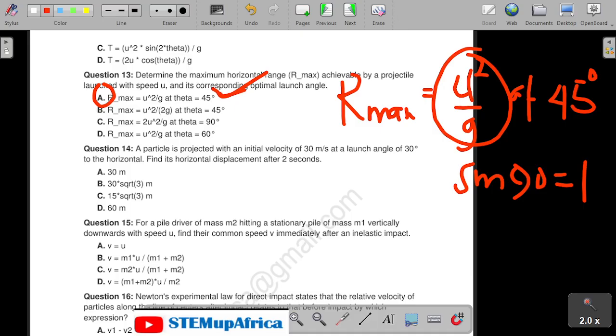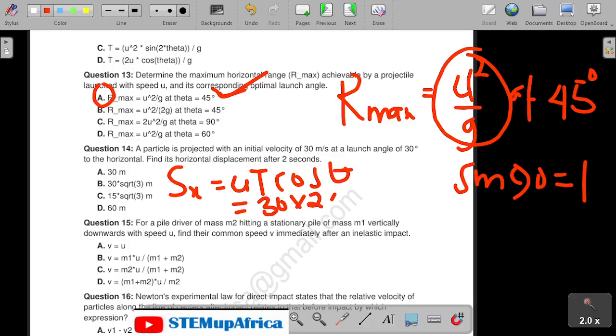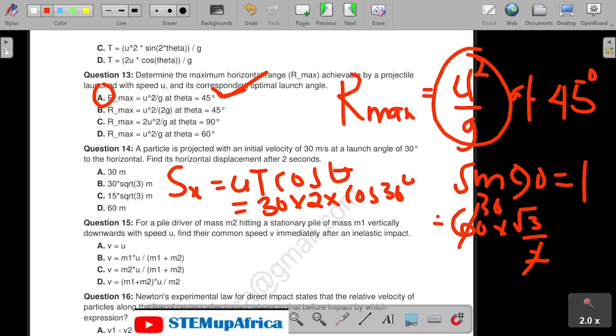Then number 14. A particle is projected with an initial velocity of this at an angle of this to the horizontal. Calculate the horizontal displacement after 2 seconds. Horizontal displacement, which is our x, the formula is ut cos theta, which is 30 times 2 times cos 30, which is 60 times root 3 over 2, since that is cos 30. So cancel out, I'm having 30 root 3 meters.